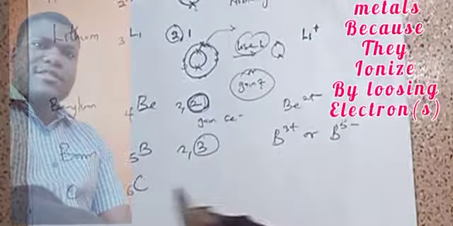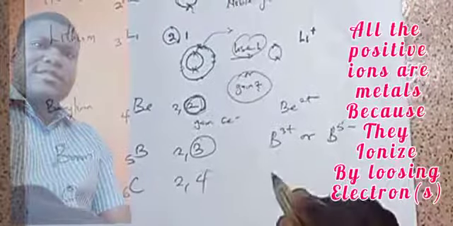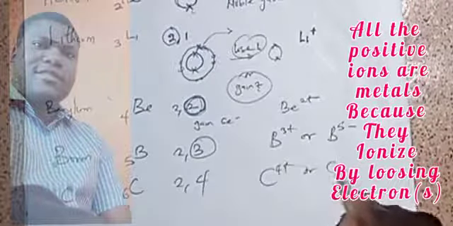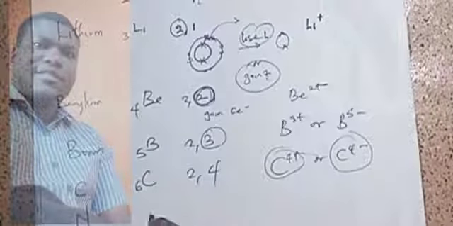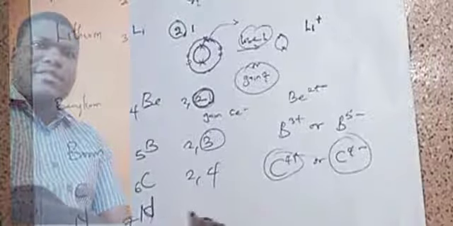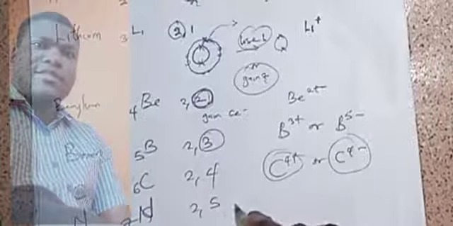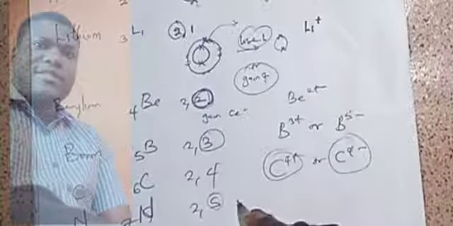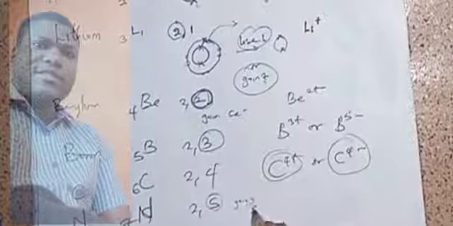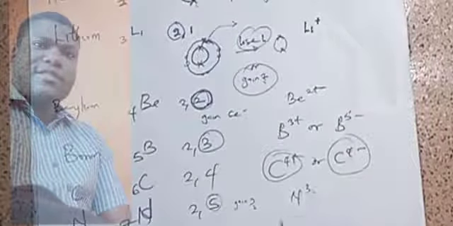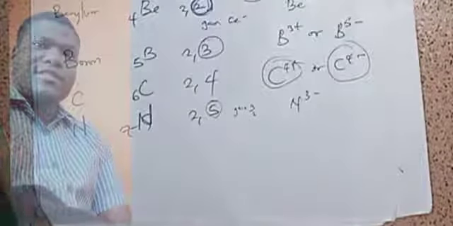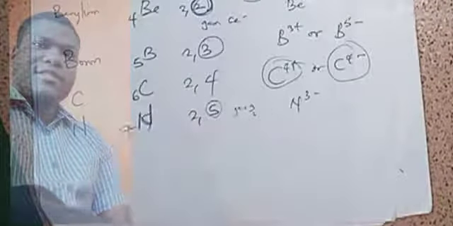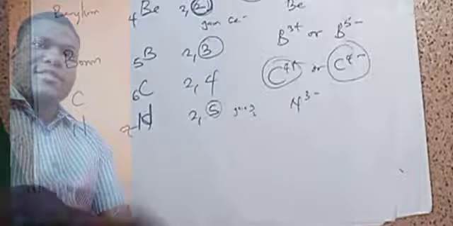Carbon is 6, that's 2,4. Well, carbon can either lose 4 or gain 4, so it can do any of these two. It's a non-metal. Then nitrogen is 7, 2,5. Nitrogen can either lose these 5 or gain 3. Before, to gain 3 then forms N3 minus, so this is a non-metal. So because every element wants to lose or gain electrons, that's why they form chemical bonds.